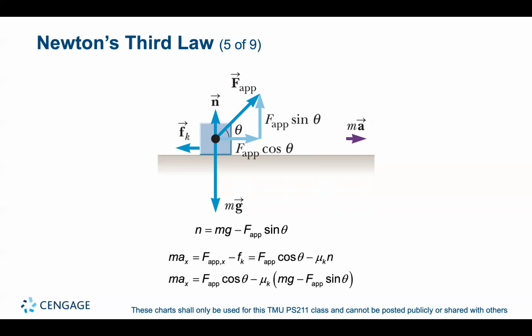The angle of an applied force is critical for us to determine the resultant acceleration of the block. As the angle increases from zero, the part of the applied force acting in the x direction decreases, as do the normal and kinetic friction forces.